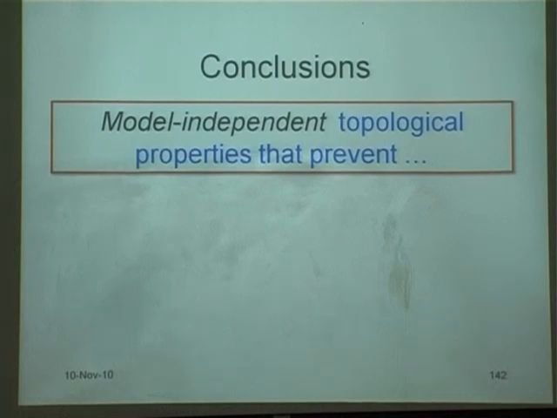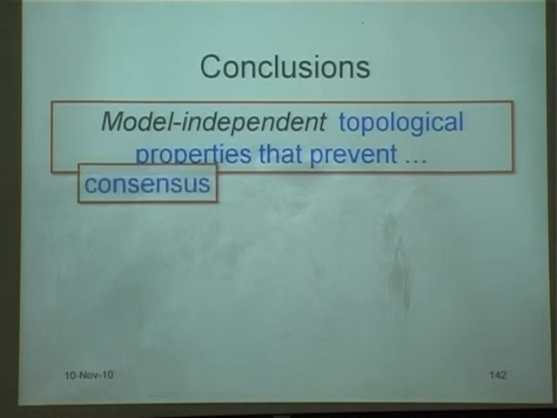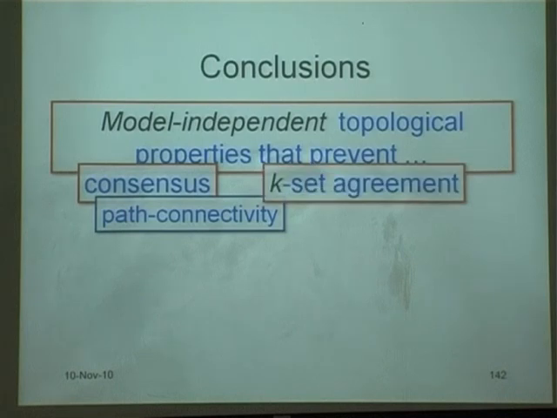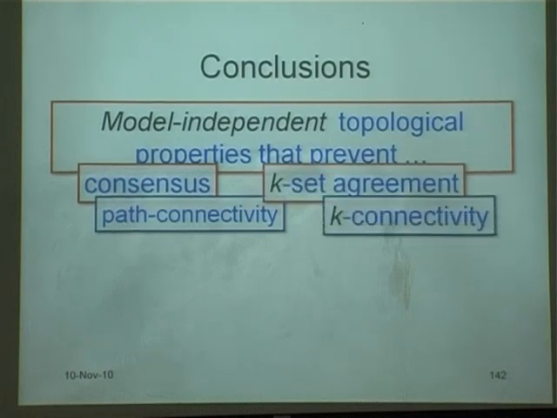So what we did here is I gave you, first off, model-independent topological properties that prevent consensus, and that was path connectivity. If your protocol complex is path connected, you can't do consensus. We prevented k-set agreement by doing k-connectivity. And let me emphasize that this is a more general case of this. I could have just proved this and derived that as a corollary, but that would be kind of cruel.